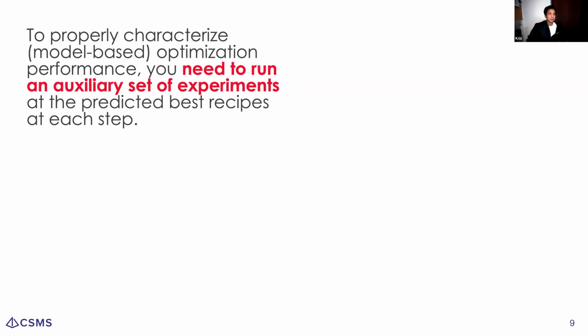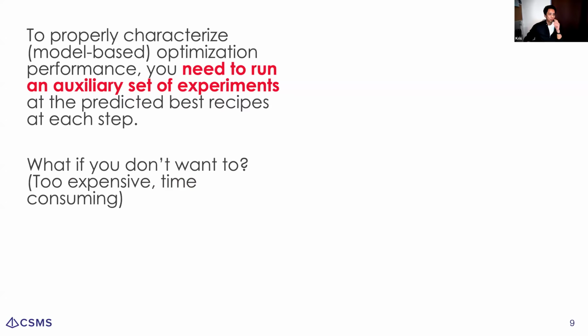In order to do this, you're going to have to double your work. You need an auxiliary set of experiments that you do at the end of your experiment campaign. And so the question is, what if you don't want to do that? It's like you're doubling your work. It's too expensive. I don't want to do that. You don't have to run actual more experiments.